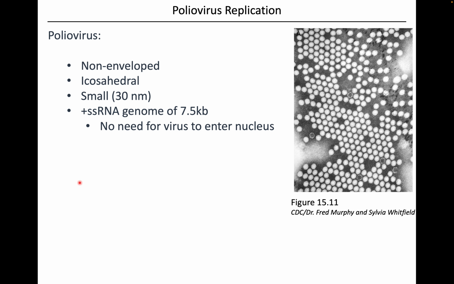Okay, so poliovirus is non-enveloped. It is an icosahedral virus, and it has a positive sense single-stranded RNA genome that's quite small, less than 10,000 nucleotides. And as we've talked about in the past, this genome can basically act as messenger RNA, be translated directly into proteins, so there's no need for the virus to enter the nucleus, which, as I said, keeps things kind of simple.